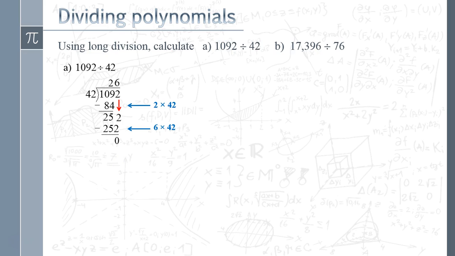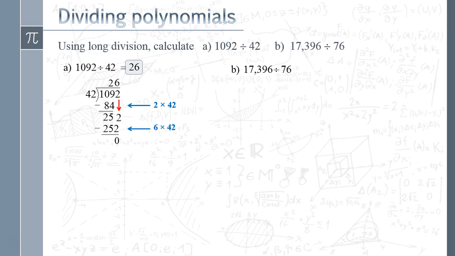And it goes in exactly. What remainder have we got? Well, we know we've got remainder 0. It seems a bit daft putting that 0 in here, but you'll see the importance of that a little bit later on. So there we go. So the answer to our sum, 1092 divided by 42, is 26. Job done. On to part B.